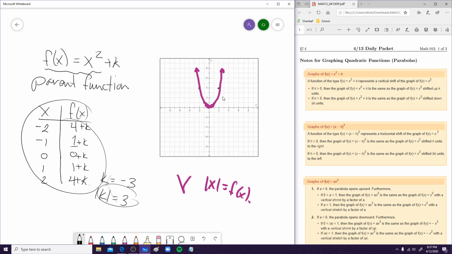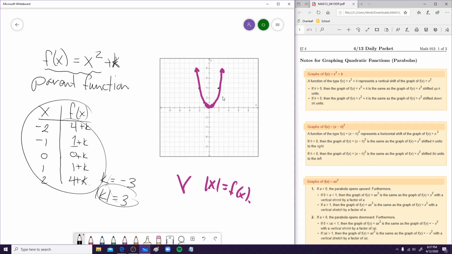Right? If that confuses you a little bit, that's completely fine. You can still plug in, like if I put in -2 into here, -2 squared is 4, and I have plus k, so it's just 4 plus k. Right? You can still plug it in as you normally would. It's never wrong to plug in a point and get the output.